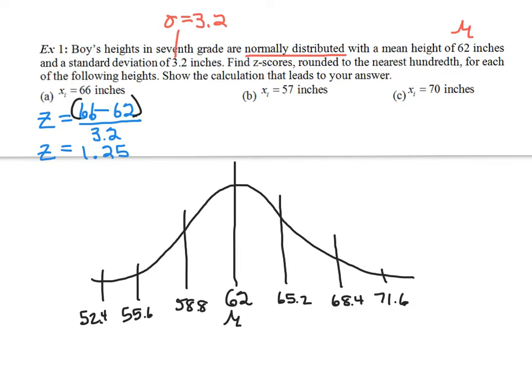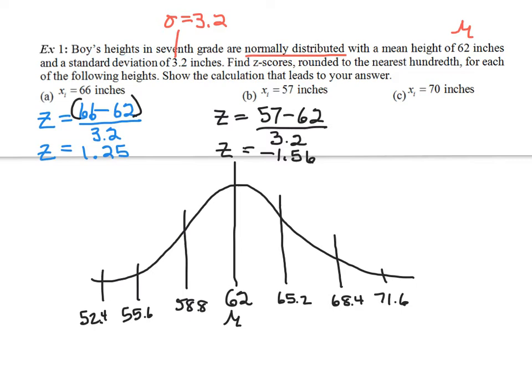Let's try part B. For part B, we've got a height of 57 inches. So the z-score for 57 inches will just equal 57, my score, minus the mean, 62. Again, that's calculating how far away from the mean I am. And when I divide by the standard deviation, 3.2, that's going to tell me how many standard deviations I am away from the mean. Z is going to be equal to negative 1.56 rounded to the nearest hundredth.